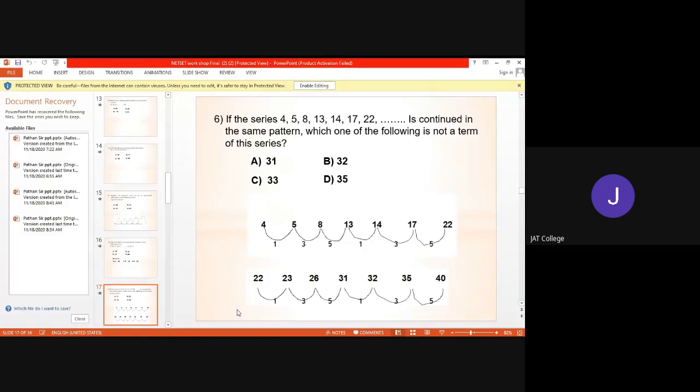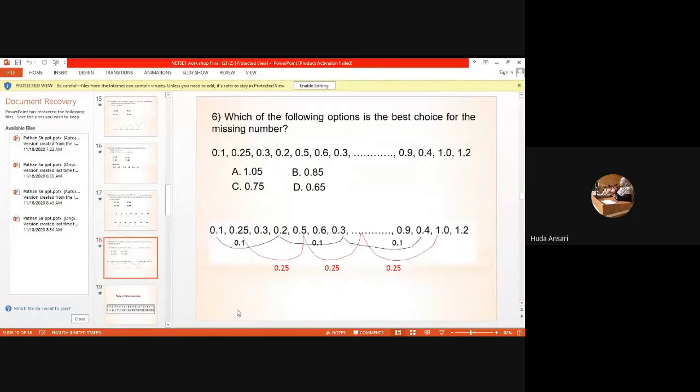That means in this series, after 22, we can say that 23 will be possible, 26 will be possible, 31 will be possible, 32 will be possible, 35 is possible, and 40 is possible. What is not possible in this series? In the options here, 33 is not given in the series or not followed. So 33 is the correct answer. C.